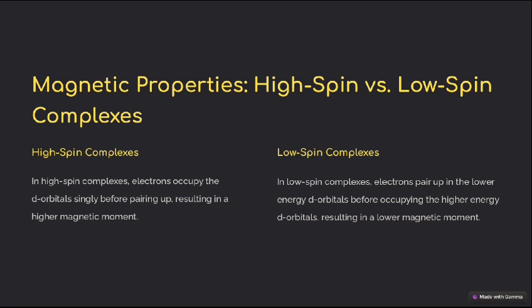High spin complexes: in high spin complexes, electrons occupy the d orbitals singly before pairing up, resulting in a higher magnetic moment. Low-spin complexes: in low-spin complexes, electrons pair up in the lower energy d orbitals before occupying the higher energy d orbitals, resulting in a lower magnetic moment.